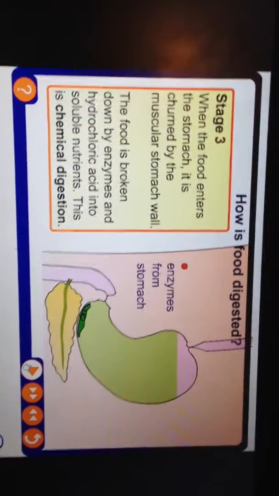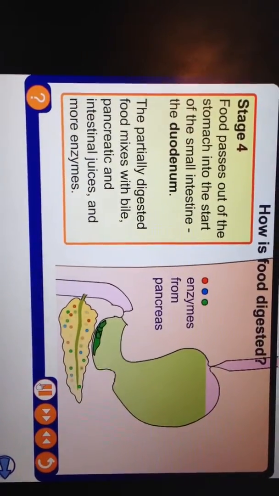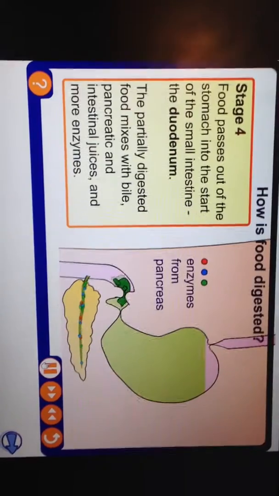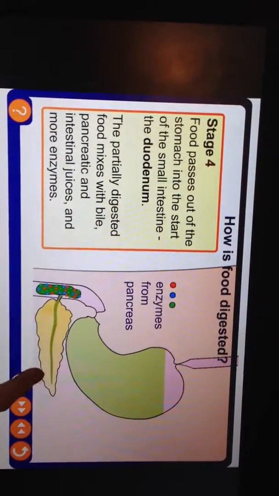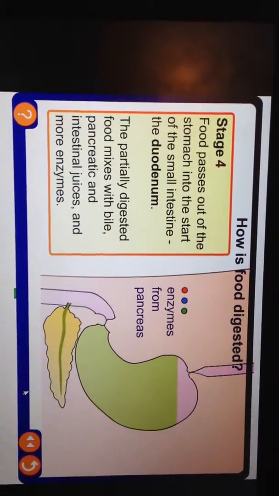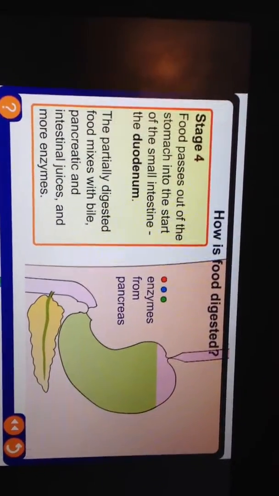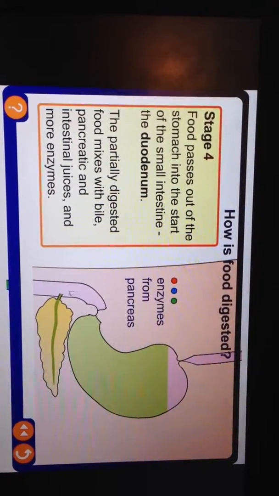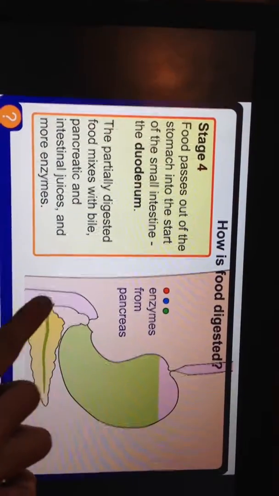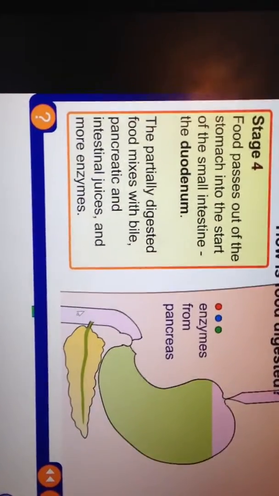Okay. From here, the food then travels down into the small intestine, and you can see here the pancreas releases more enzymes and the food is mixed with bile. Now this is as far as this animation goes, but you've got to imagine now the food is travelling down into the small intestine and all three enzymes working.